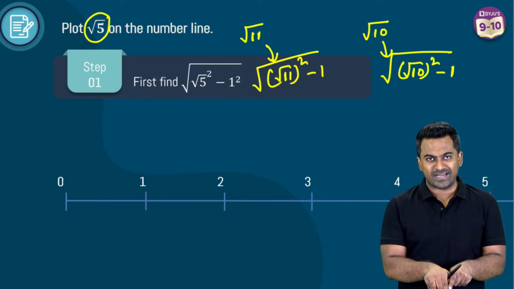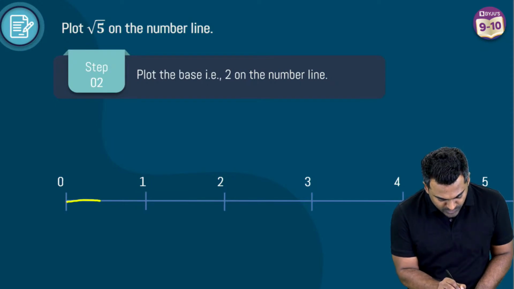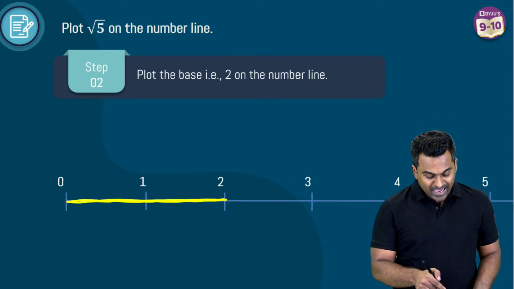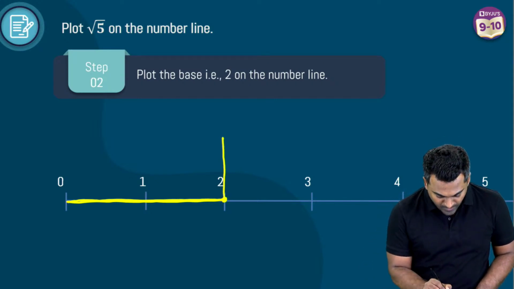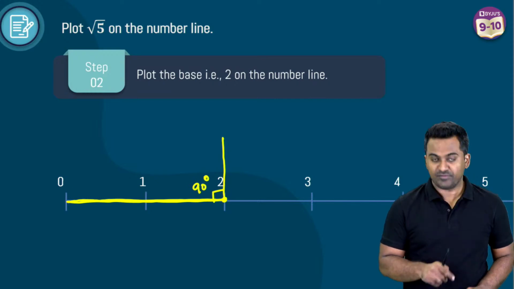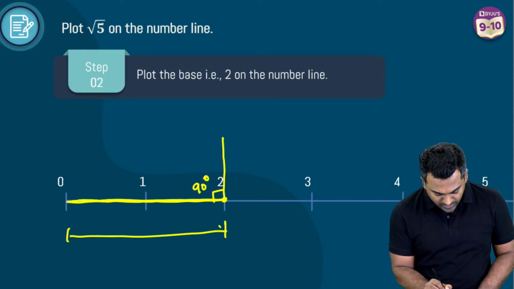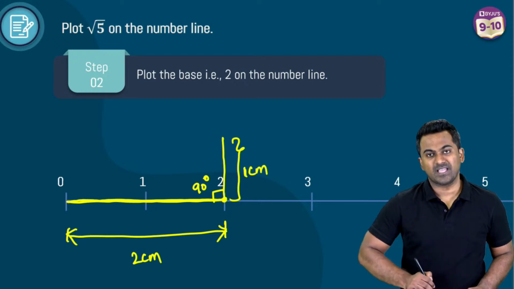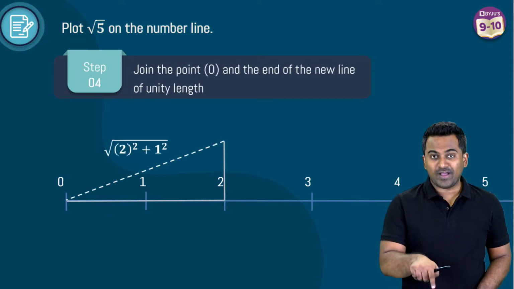So this will be what? 5 minus 1, root 4, it will give you 2. So first step is you will plot 2 on a number line. So 2 on a number line will be a line like this. This line will represent 2. Very good. Now from this, using a protractor and a scale, mark this angle as 90 degrees. If this thing here is 2 centimeters, then this will be 1 centimeter. Same unit. Okay? Now, after this, you join the hypotenuse.